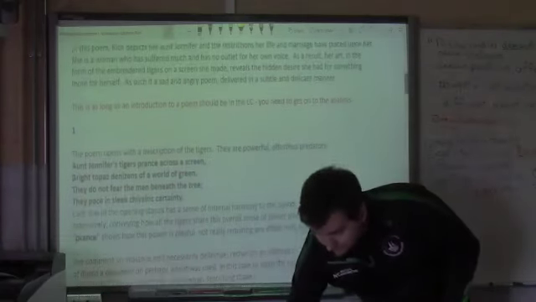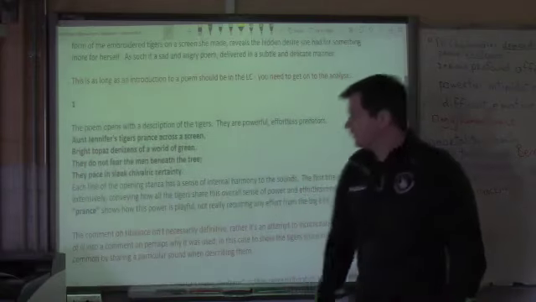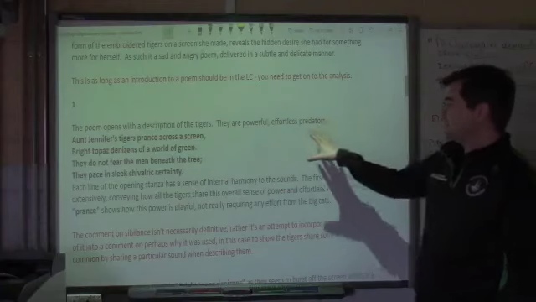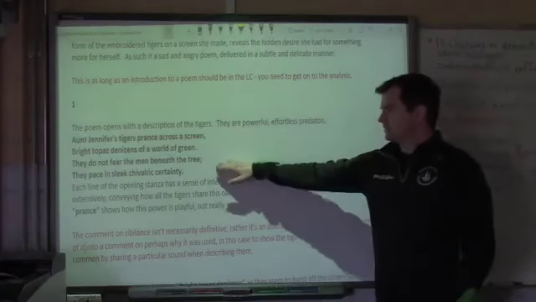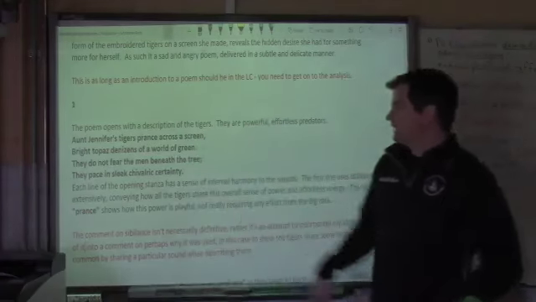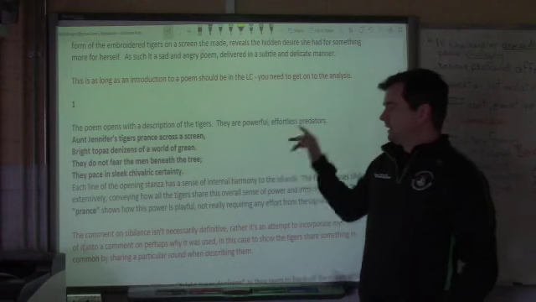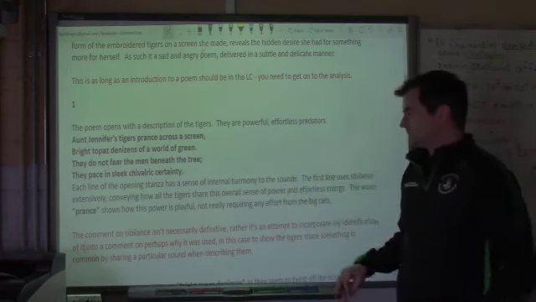Okay, so the poem opens with a description of the tigers. They are powerful, effortless predators. And this is the section we're basing it on. Aunt Jennifer's tigers prance across the screen, bright topaz denizens of a world of green. They do not fear the men beneath the tree. They pace in sleek chivalric certainty.